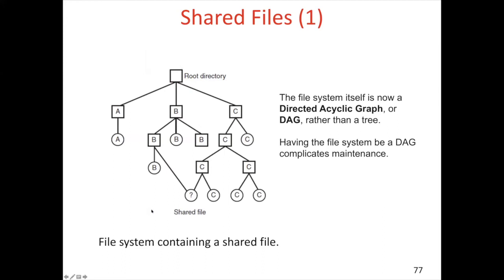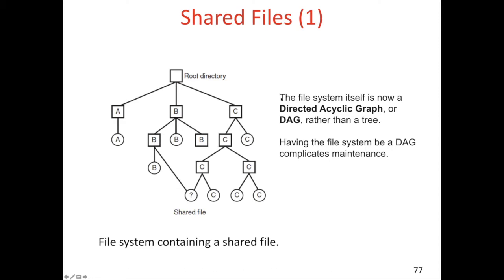In this figure, a file system containing a shared file is shown. We have users A, B, and C. These are the user directories under the root directory. And under each user directory, we have several files and directories. And here notice that there is a file which is under a subdirectory of the user C, and it is shared by the user B.